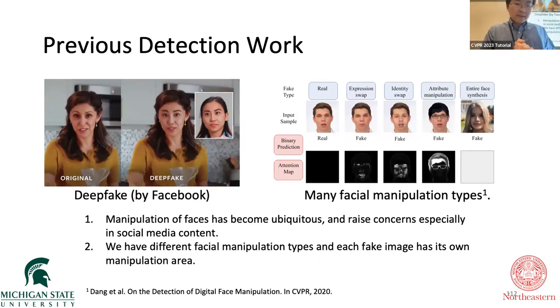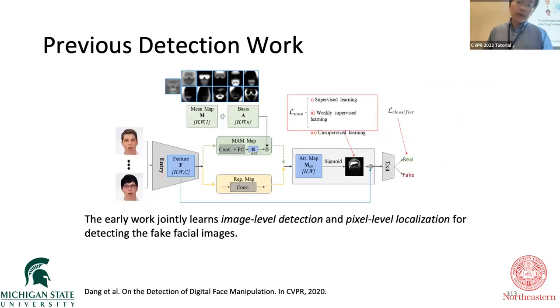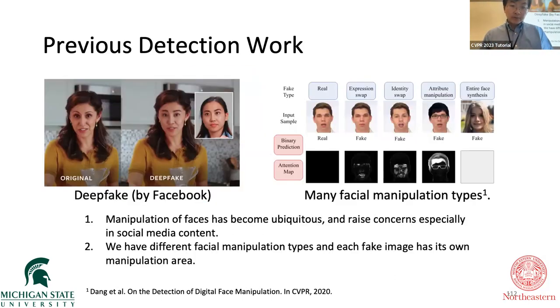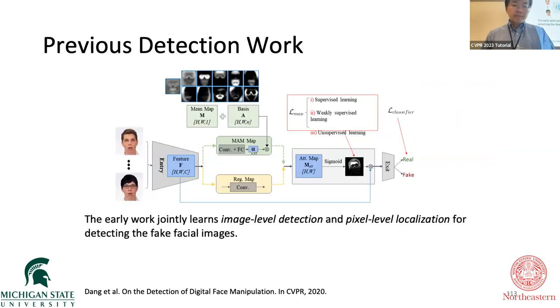Previously, in terms of detection, deepfake has been a pretty long-standing topic. There has been much previous work on it, and usually people deal with either one or a few kinds of manipulation types, and each image can have its own manipulation areas. One of the works came from my group, where we tried to have one method that can deal with multiple manipulation types, including, for example, expression manipulation, identity manipulation, and attribute manipulation, and so on and so forth.